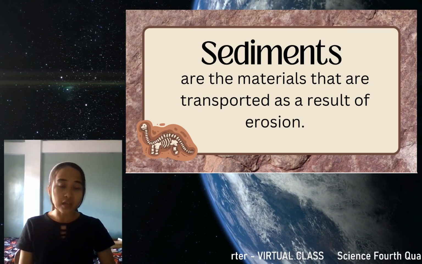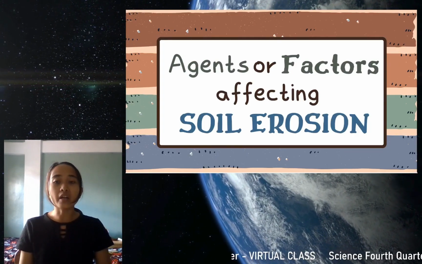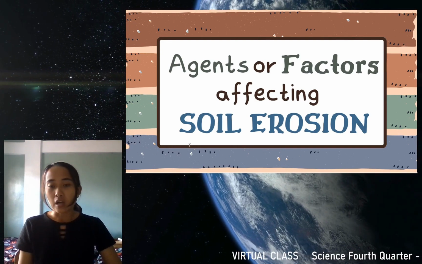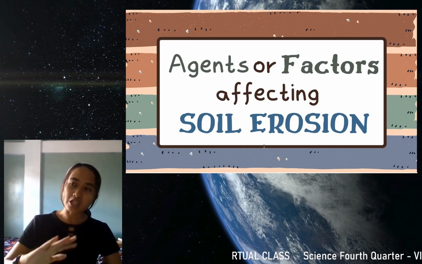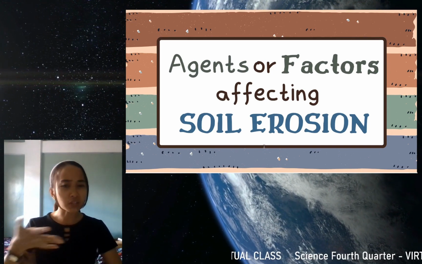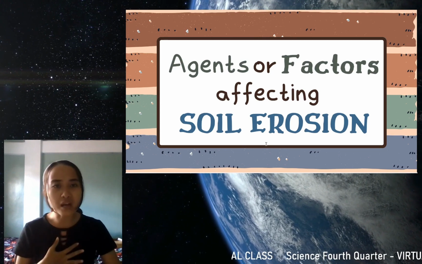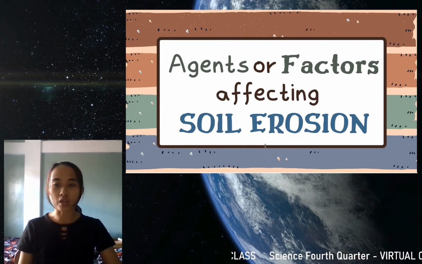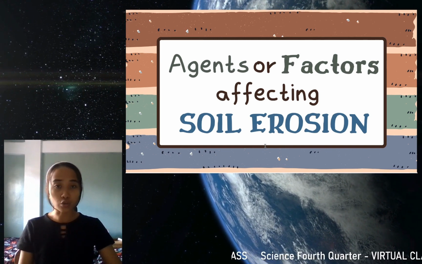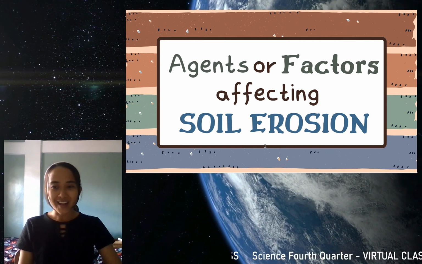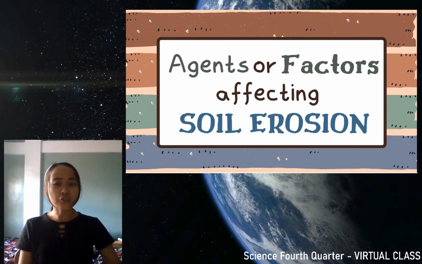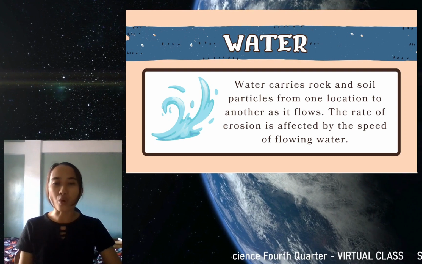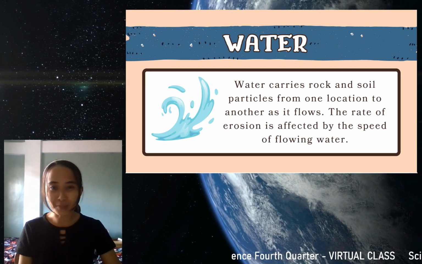However, just like weathering, there are agents or factors affecting soil erosion. Just like in weathering, di ba po napag-aralan natin water, wind, human, plants, animals, temperature. Same with soil erosion, there are agents of soil erosion. Are you ready to know each one? Okay. The first agent is water. Same with weathering, di ba po?